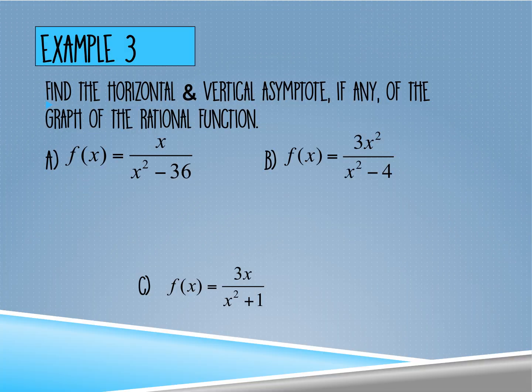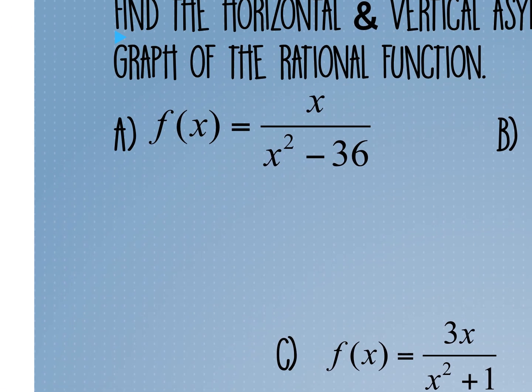So example 3 says find the horizontal and vertical asymptotes, if any, of the graph of the rational function. So let's start with we can find the horizontal asymptotes first, so what we just did. So horizontal asymptotes, we look at the degree. So if the degree on top is less than the degree on the bottom, what would our horizontal asymptote be? Y equals 0. Perfect.